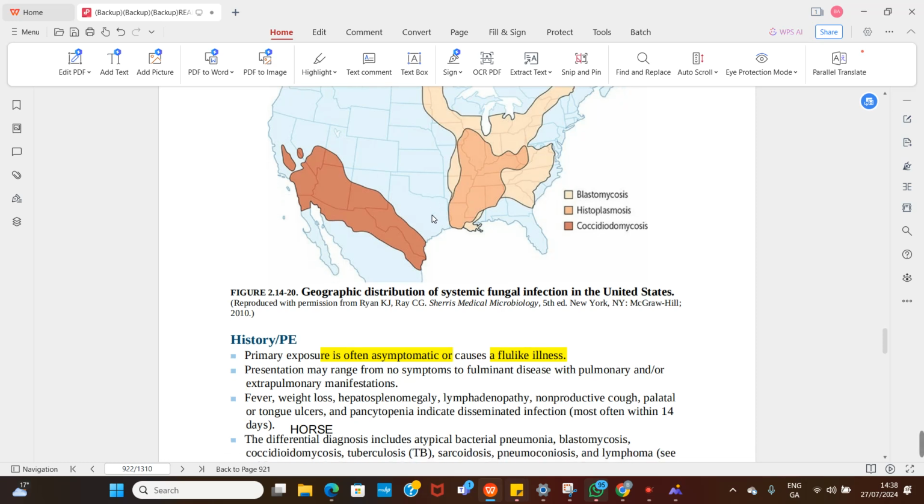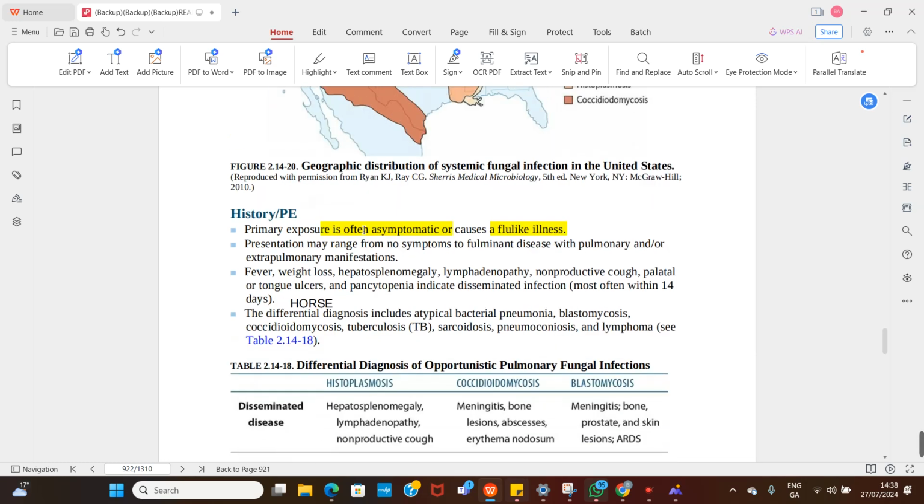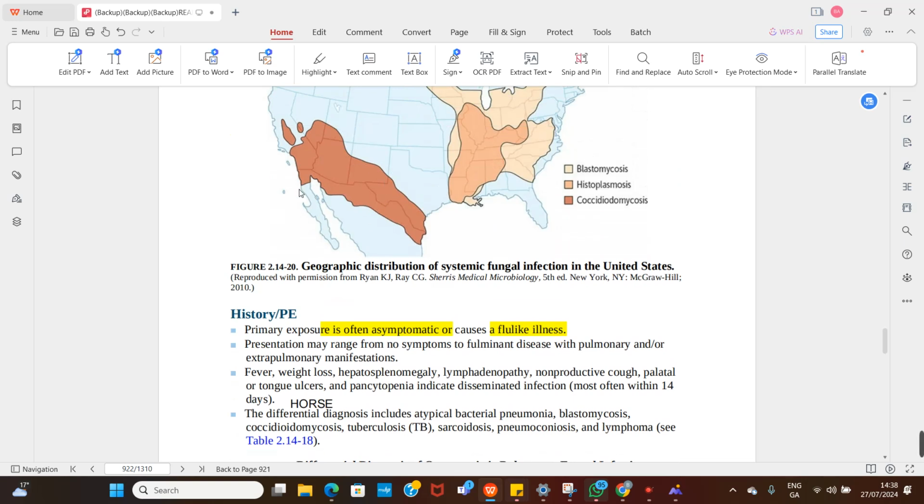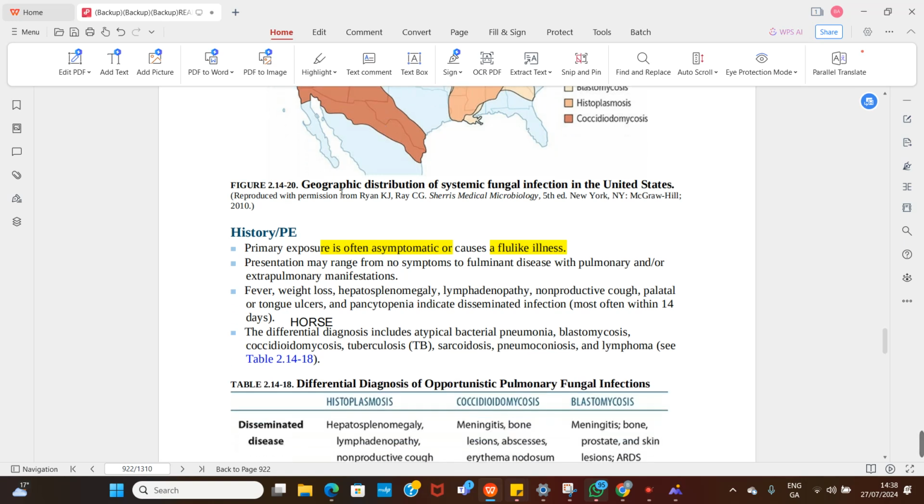So non-productive cough and fever, with dissemination to other organs like the liver, the spleen, and lymph nodes. So there's going to be lymphadenopathy and hepatosplenomegaly, and it can go to the bone marrow, causing pancytopenia. Then don't forget the oropharyngeal ulcers and the rash, erythema nodosum.